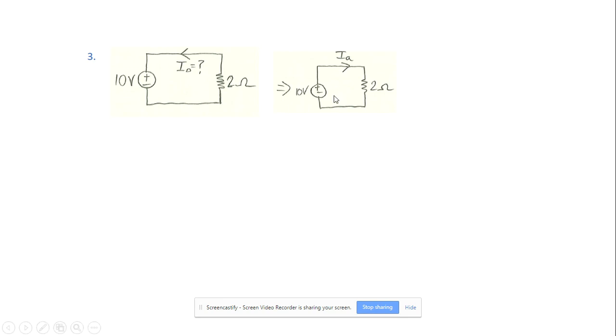So if we redefine this, say I redraw the circuit and I just swap the direction of the current, and instead of calling it I naught, I call it IA. So based on the second circuit, this meets my passive sign convention notation, which means that I get a positive 5 amps. Now, IA with respect to I naught is just a change in direction. So that means that from our original circuit, I naught is equal to negative IA, which means I naught is equal to negative 5 amps.